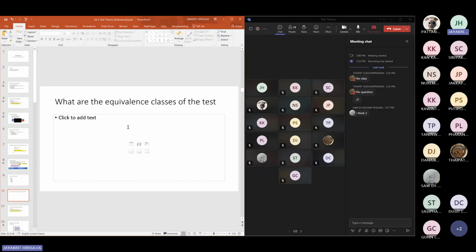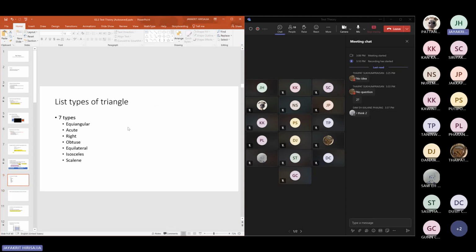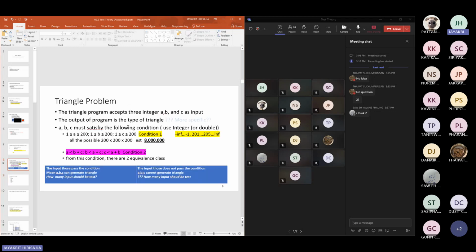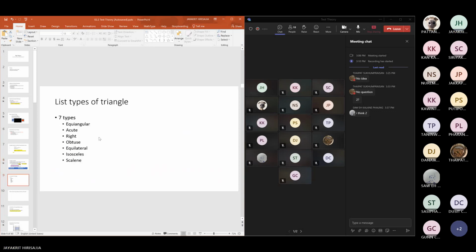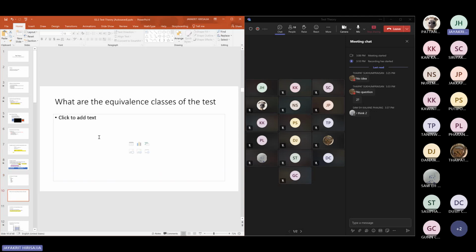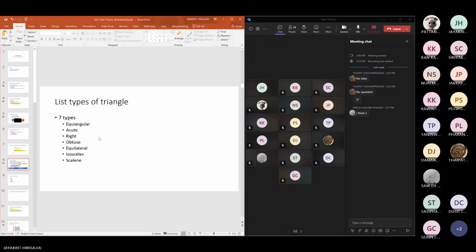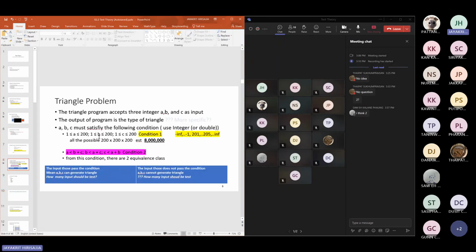So what are the equivalent classes of the test? We have 7 inputs. We have 7 outputs as an answer of the type of triangle. We have 3 inputs and 7 outputs. Execute these 2 conditions. So, question: what are the equivalent classes of the test that we should perform on this triangle program?